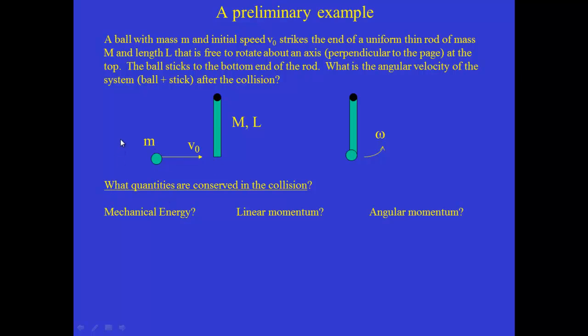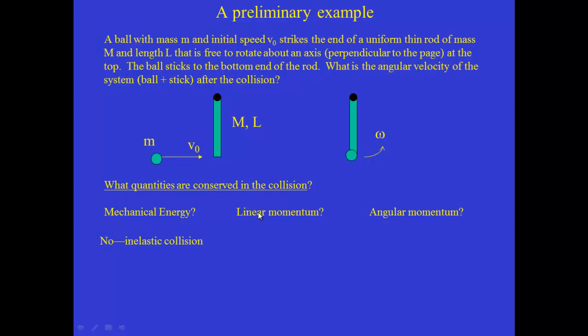So let's ask ourselves, what conservation principles could we use to analyze this collision? So is mechanical energy conserved? And the answer, of course, is no, because this is an inelastic collision. The only way the ball could stick to the rod is if some kind of deformation happens, which means that energy would be lost. Mechanical energy would be lost. So mechanical energy is not conserved in this collision.